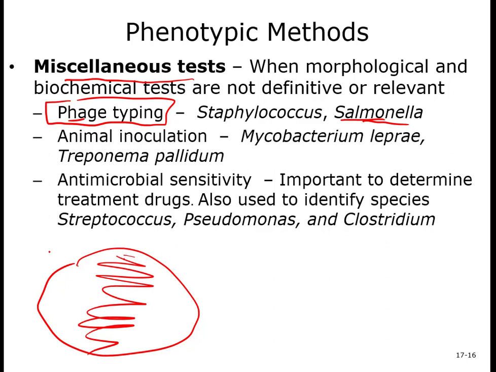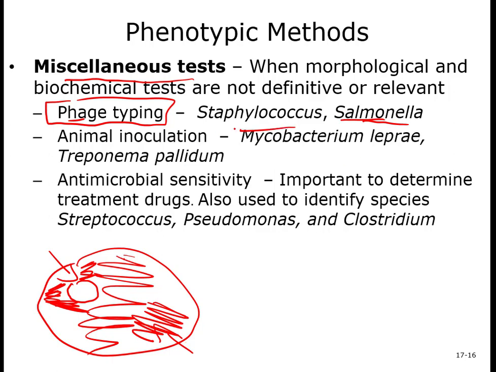Then you would actually inoculate some phage. And phage kind of act like antibiotics in that you might see a zone of clearing where the phage has killed off the Salmonella. So if you see the zone of clearing, that means this strain of Salmonella was sensitive to this phage. On the other hand, if the Salmonella still grows in the presence of the phage, it's resistant to it. So that's how you can differentiate different species of Salmonella. This is also done for different species of staph.